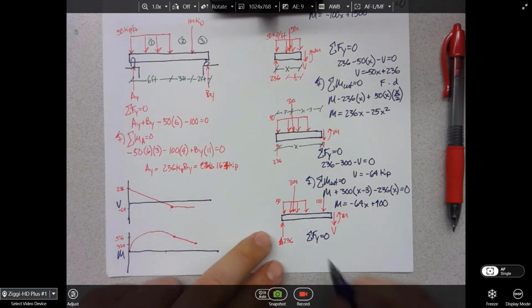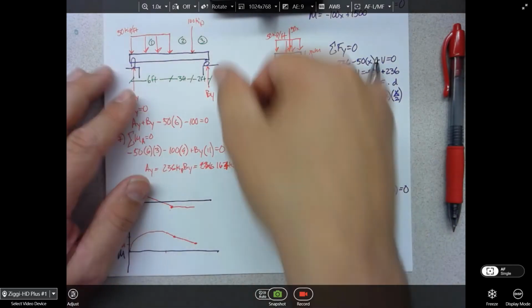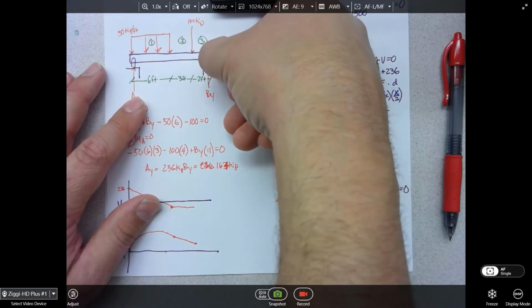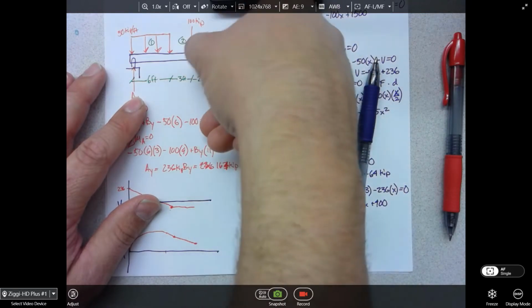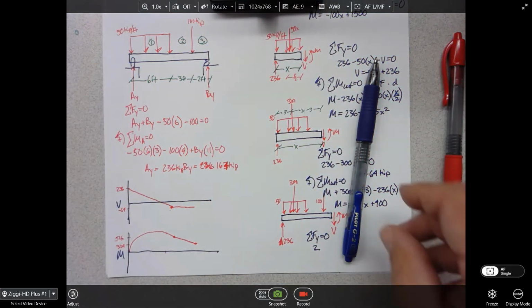Add everything up in the y. I'll have two. Nope, because when we're cutting these, we're saying we're cutting it someplace in this region, and the boundary of the next region isn't included. Same thing with this 100 kip. Why we neglected that is we're in between the two.